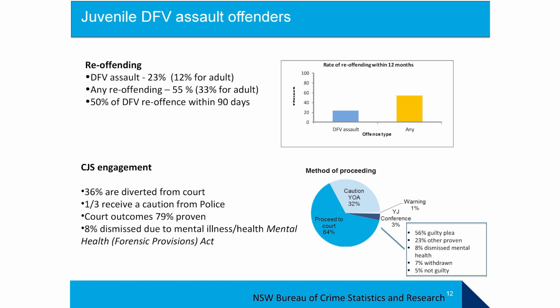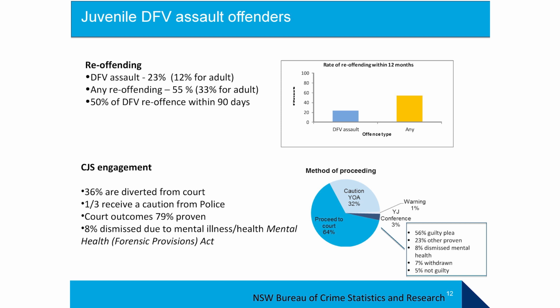One of the main differences between young people and adult offenders is how they engage with the criminal justice system. We found that 36% of these young people who were proceeded against by police for a DV assault were diverted from court, with almost a third of them being cautioned by police, and a small proportion receiving a warning or youth justice conferencing.